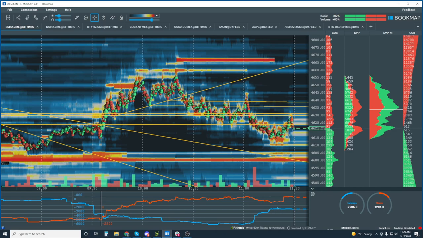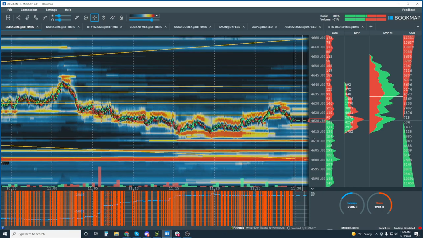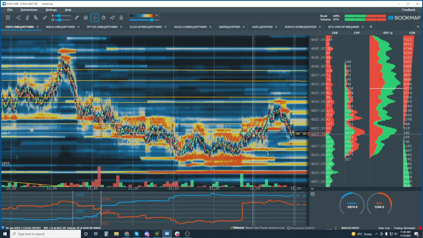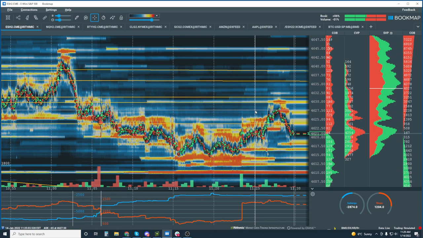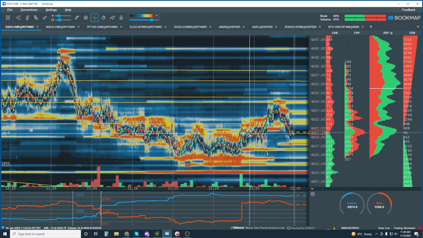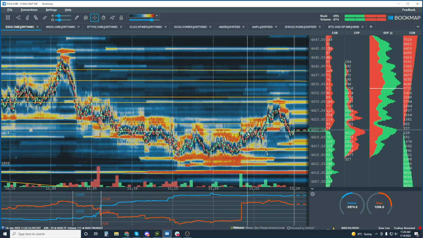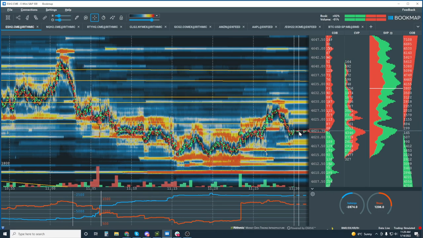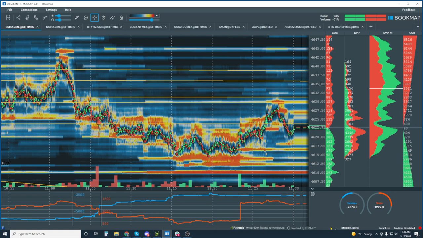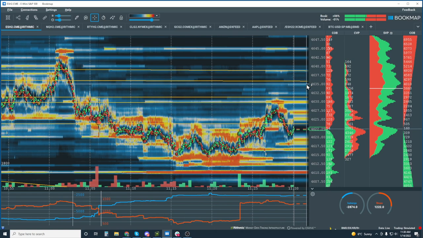Okay, so we're getting a pullback here already. This is still in play. It's just a pullback here. Now we're looking for buyers on the bid here to support it again, to come right back up into 27, then 30, and then back into like 35 or so.